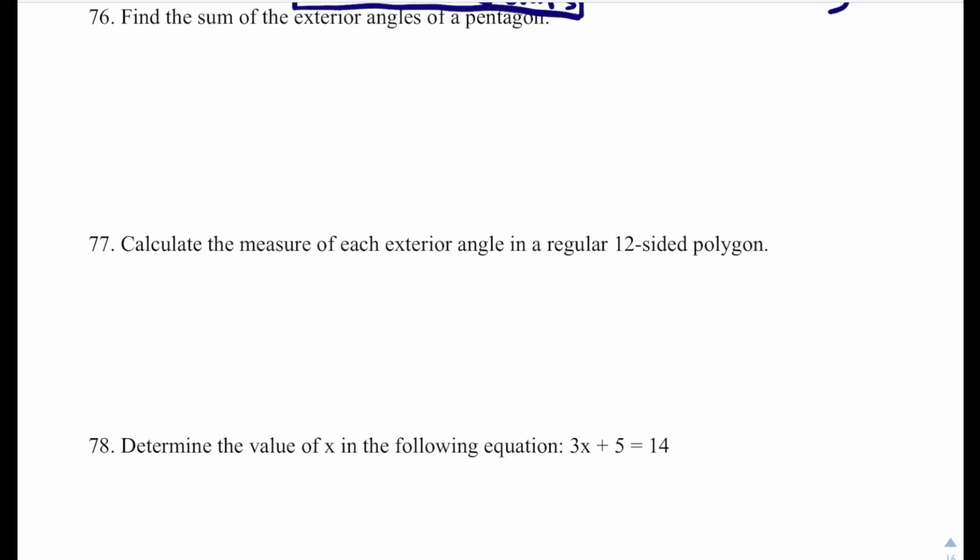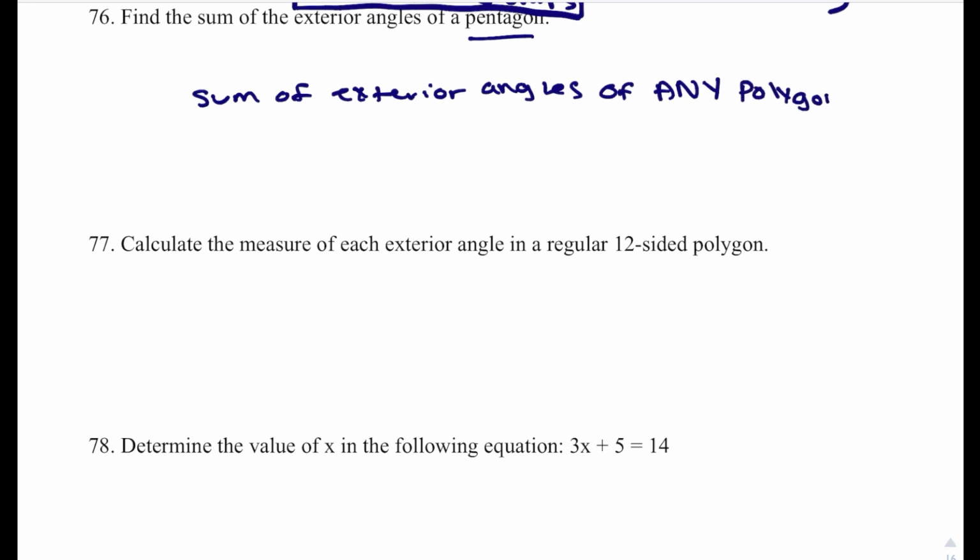So find the sum of the exterior angles of a pentagon. So this one is kind of a trick question because the sum of exterior angles of any polygon is always 360 degrees.